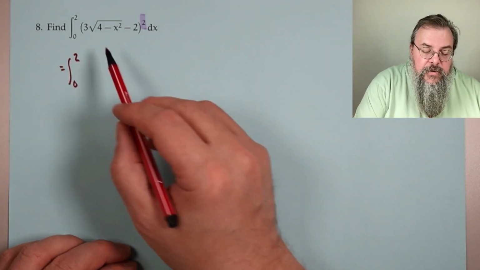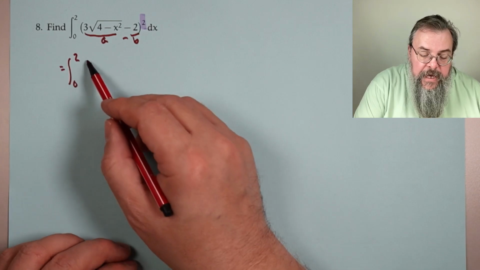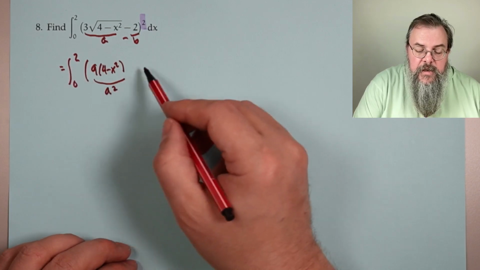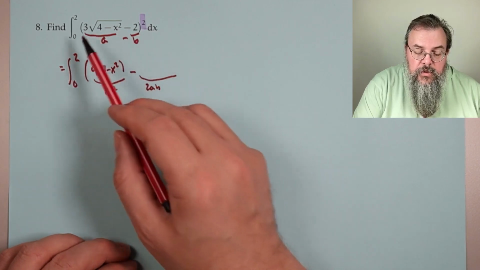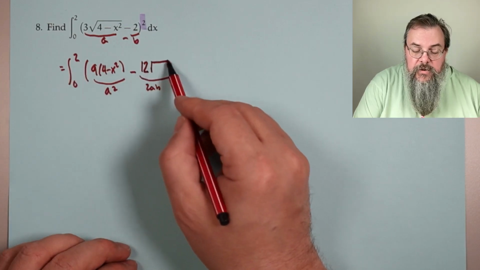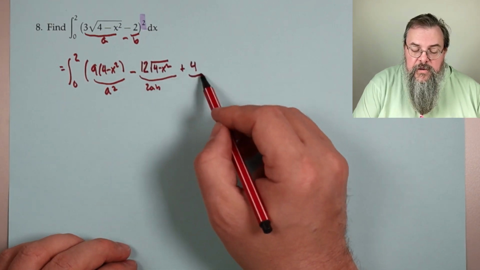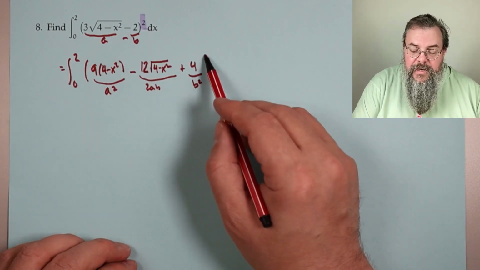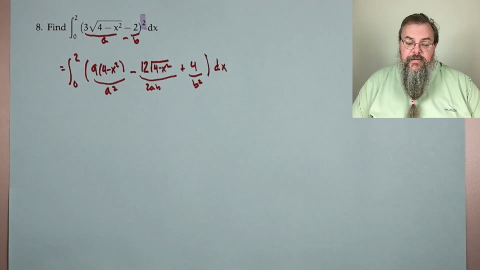All right, now, think of this as your a minus b. So we're going to have 9 times 4 minus x squared. This is your a squared. Minus 2ab. So we're going to take 2 times a times b, so that's 2 times 3 times 2. That's 12 square root 4 minus x squared. And then plus 4, and that's your b squared. So a minus b squared, a squared minus 2ab plus b squared, dx.